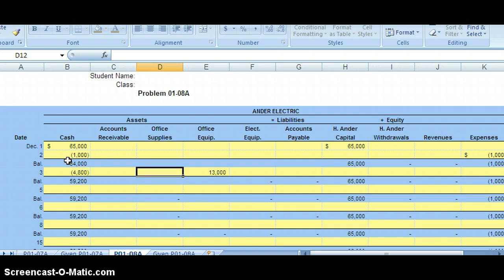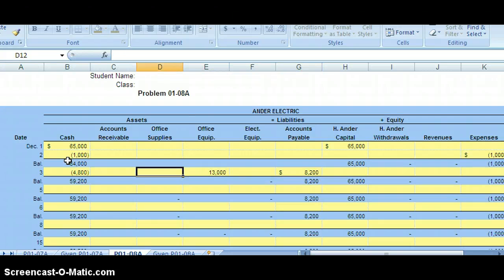The rest of the entry is the $8,200 that is going to be paid in 30 days. So we have a liability, an accounts payable liability, very short term. We're going to go to accounts payable and put in there an increase of $8,200. So we're increasing our liability. Now we still have a balanced equation.